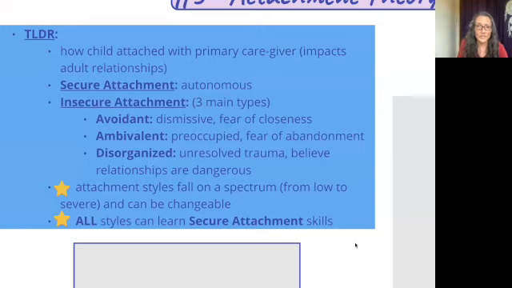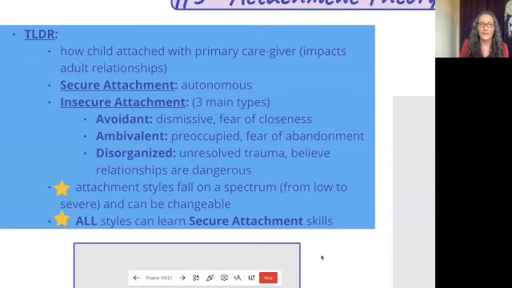So what I have starred here for some more takeaways is one, we have all 4. I said that before. The attachment styles fall on a spectrum, so from lower to higher, showing more of one than the other, and they're changeable, which leads to the next star. We can all learn and grow secure attachment skills. So this isn't like your IQ, where that's pretty much what it is. This is things like personal growth. We can learn and grow.